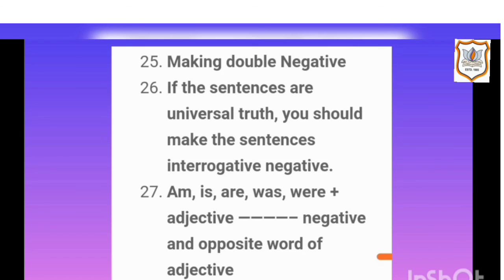Okay, the last rule is am, is, are, was, were plus adjective will be changed to negative and the opposite word of the adjective given in the sentence. For example, my brother is a good boy. So we will change it: my brother is not a bad boy.